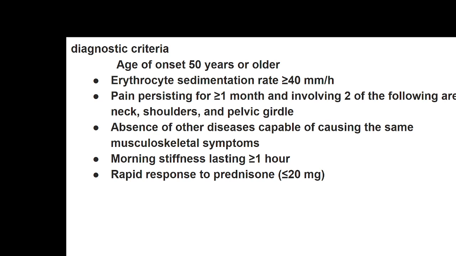For polymyalgia rheumatica, there is a definite diagnostic criteria: the ESR is more than 40, the age is usually older, above 50, and pain persisting for more than a month and involving the neck, shoulders or pelvic girdle, the major joints. Then the diagnosis of polymyalgia rheumatica is made. This is the conventional method of making the diagnosis as per the ULR guideline.